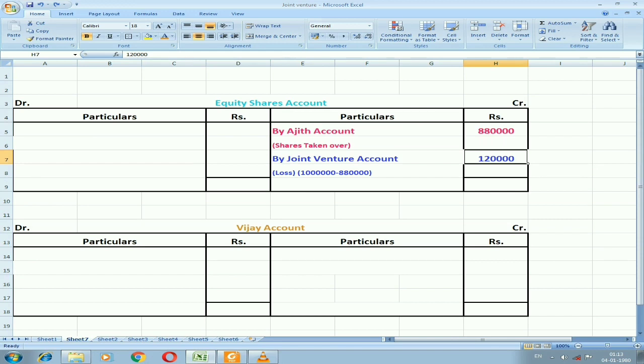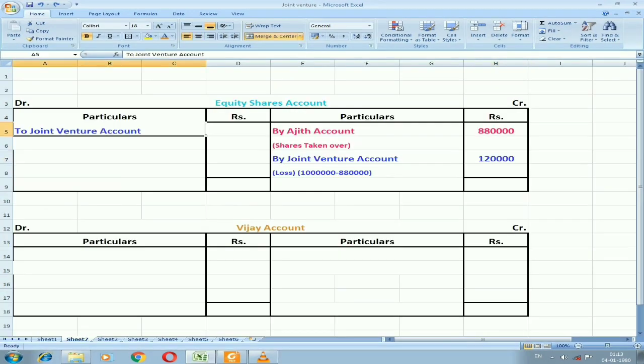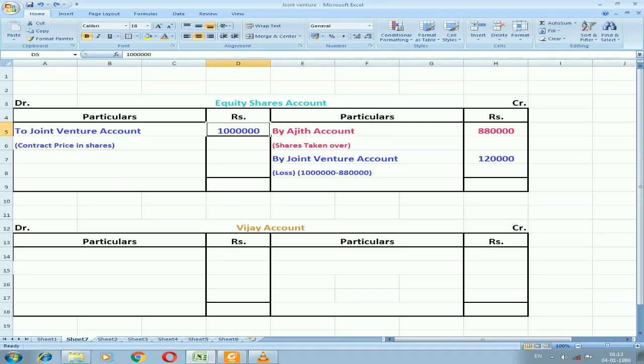Apart from that, we are supposed to see whether we have any entries on the credit side of joint venture. We have one, that is equity shares account, contract price in shares with the amount of rupees 10 lakh. So it is on credit side, we are supposed to record on debit side, joint venture account, contract price in shares with the amount of 10 lakh. Both the sides total will be 10 lakh. After completing the equity shares, we are supposed to prepare Vijay account. So on this also one entry we are supposed to make.